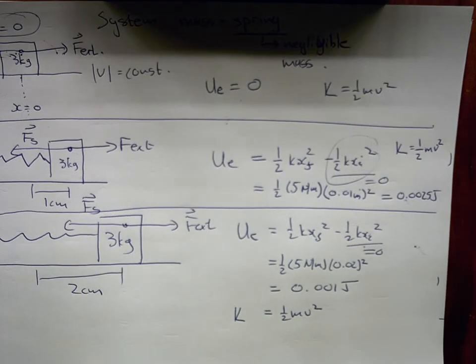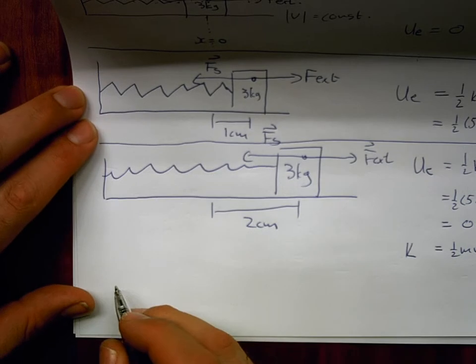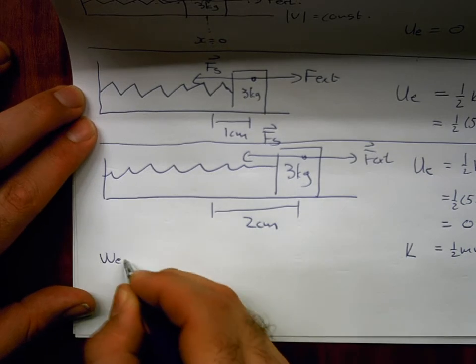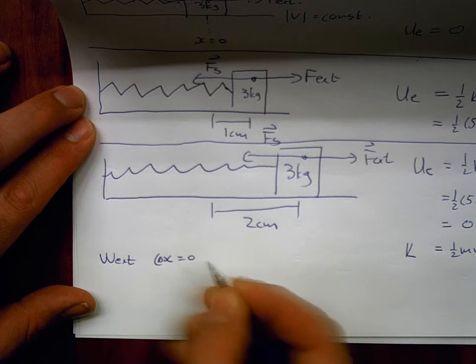So again, we find that somehow energy is transferred to the system, and that increase in energy is stored as elastic potential energy in the spring. We can calculate how much work is done by this external force. So the work done by the external force when the position is 0, so we have got no displacement yet.